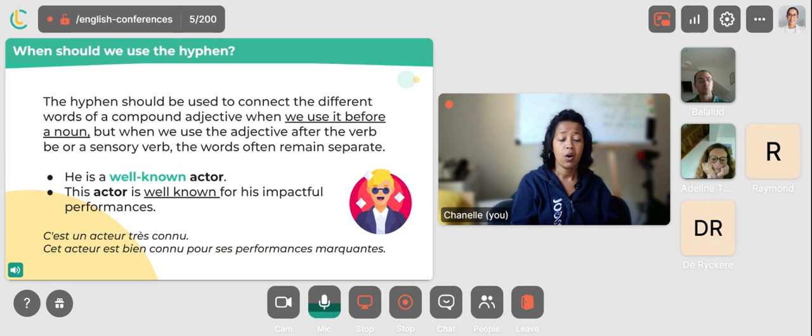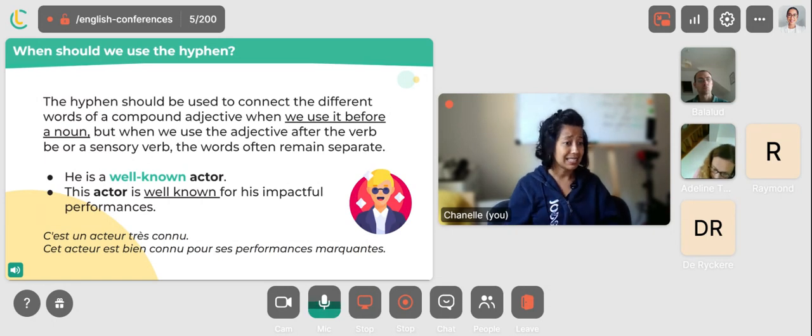He is a well-known actor. Actor is the noun, so c'est le nom. Donc, on utilise well-known comme un adjectif. It is a compound adjective. So we will add the hyphen.